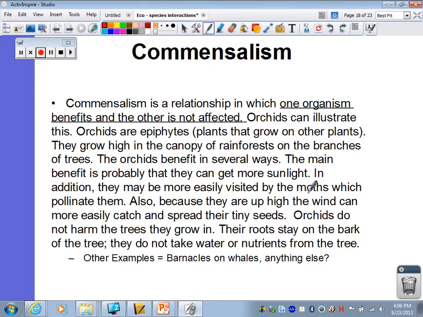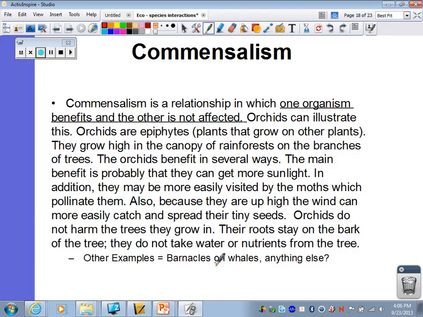high up in the tree, but it says the orchids do not harm the tree that they grow on. The roots stay on the bark of the tree. They don't actually dig into the tree and take water and nutrients from it. If the plant did steal nutrients and water from the tree, then it would actually be considered a parasite and not commensalism.